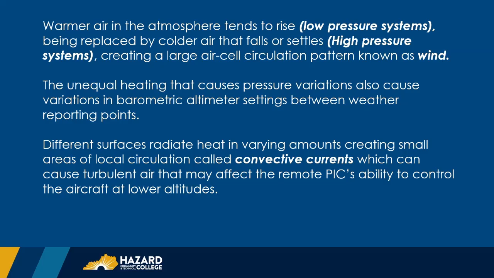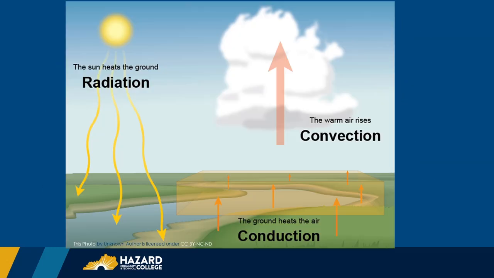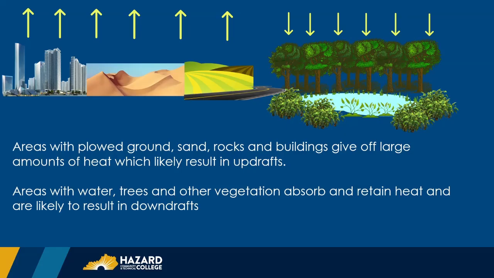Different surfaces radiate heat in varying amounts, creating small areas of local circulation called convective currents, which can cause turbulent air that may affect the remote PIC's ability to control the aircraft at lower altitudes. Areas with plowed ground, sand, rocks, and buildings give off large amounts of heat, which likely results in updrafts. Areas with water, trees, and other vegetation absorb and retain heat and are likely to result in downdrafts.